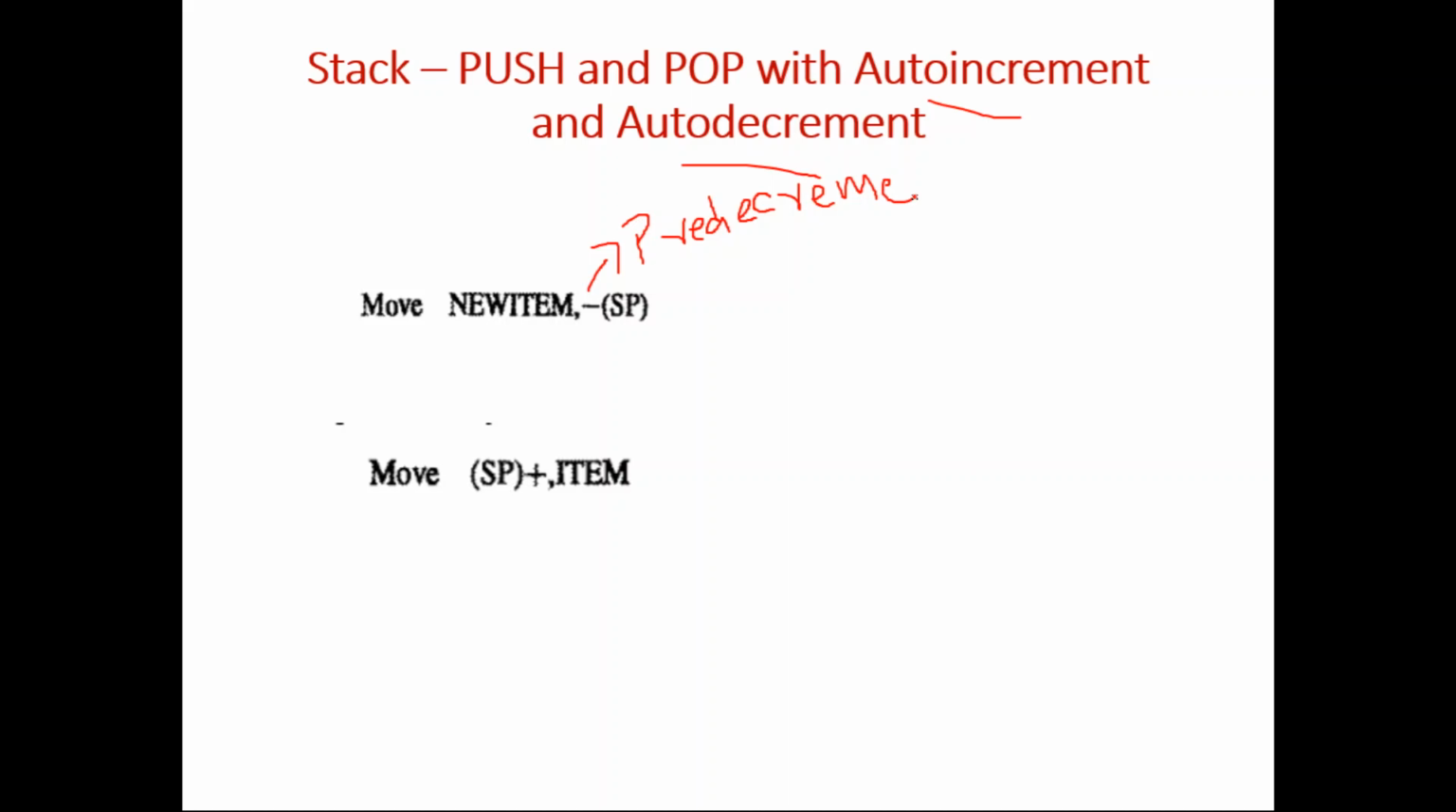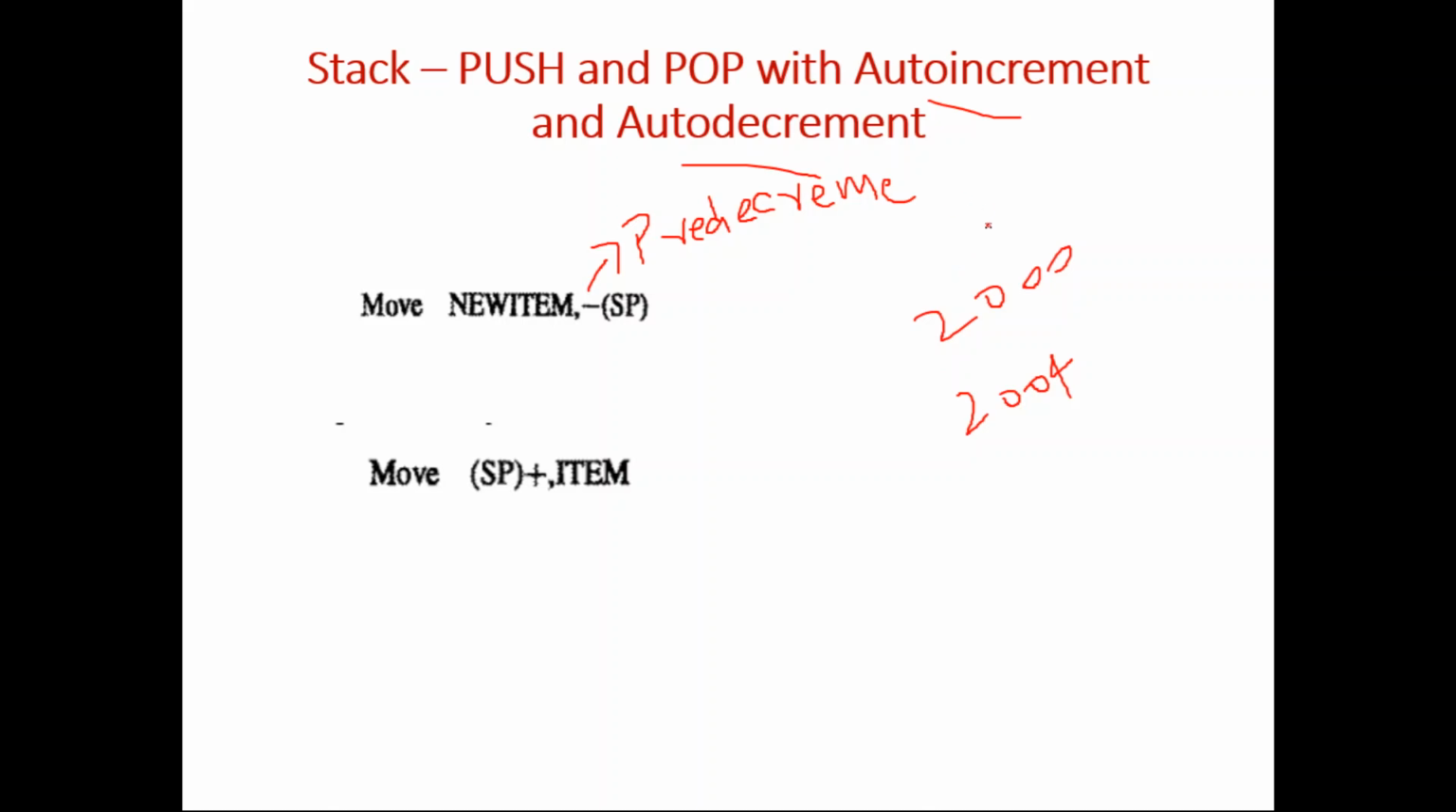Okay, so if SP is initially 2004 when the stack is empty, then what will it do? It will perform pre-decrement of SP, which means it will subtract 4 from SP. So now SP will become 2000, and the new item will go to location 2000.